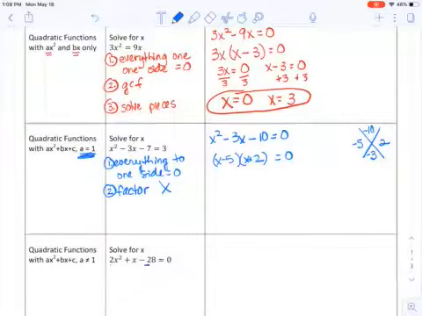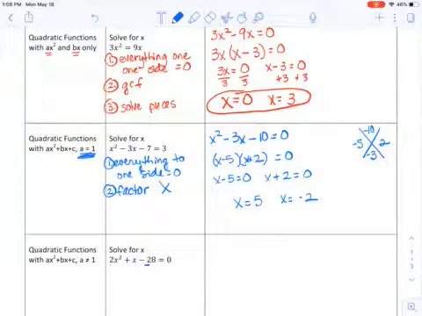Okay, and so then either x minus 5 is 0 or x plus 2 is 0, which means x is 5 or x is negative 2. And I get that by adding 5 to both sides or subtracting 2 from both sides. Okay, so again, the same here. Solve each piece.